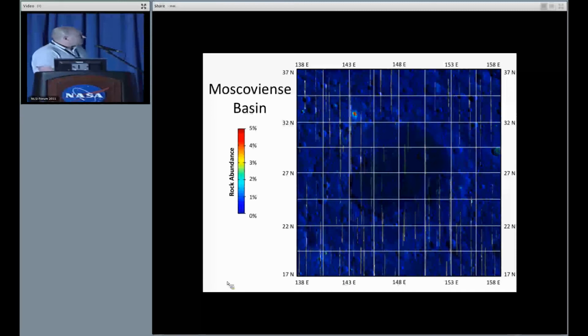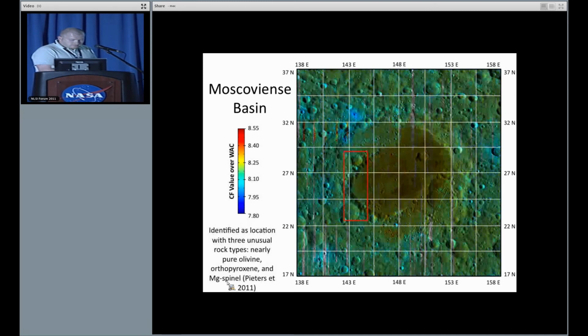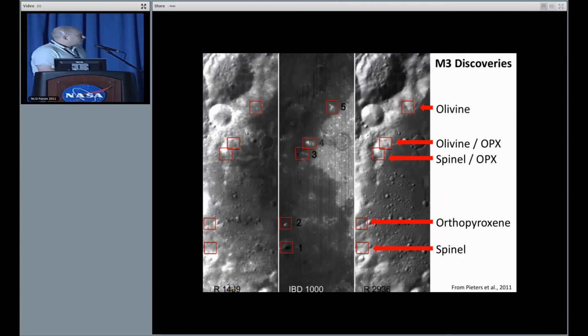There is a small fresh crater to the northwest, and in the inner part of the basin on the mare, there is the typical constellation of very small impact craters. Of course, the reason that Moscovience was of such interest to us was the M-Cube team identified three unusual rock types within a very constrained region of the western basin. They identified nearly pure olivine, orthopyroxene, and magnesium spinel in close proximity to each other. And this was written up by Carlé Pieters earlier this year.